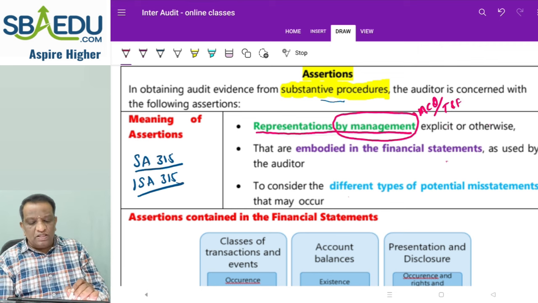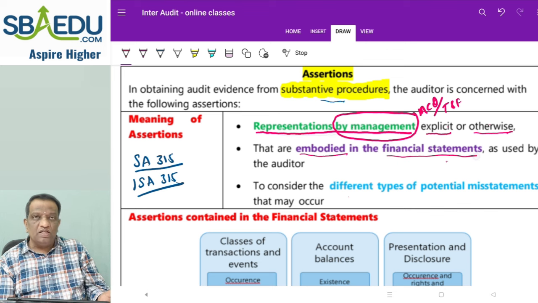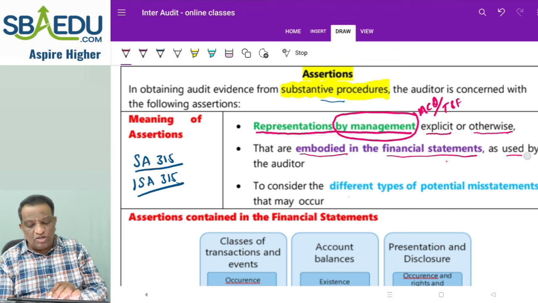Now, what are these representations? These representations are by the management. Some of them are explicit or some of them are implicit. But representations on what? Representations that are already embodied, that is, included or embedded, in the financial statements, which are used by the auditor.